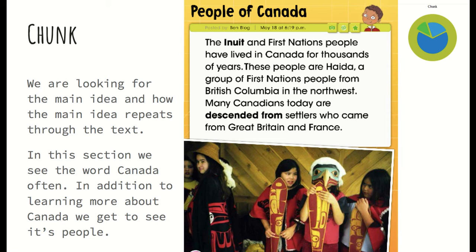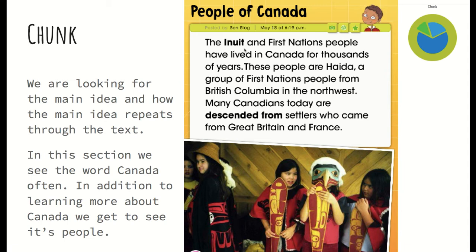Taking a look at this, we're going to continue on with Canada. We're looking for the main idea and how the main idea repeats through the text. In this section, we see the word Canada used often. And in addition to learning more about Canada, we get to see its people. In this section, it's called People of Canada.